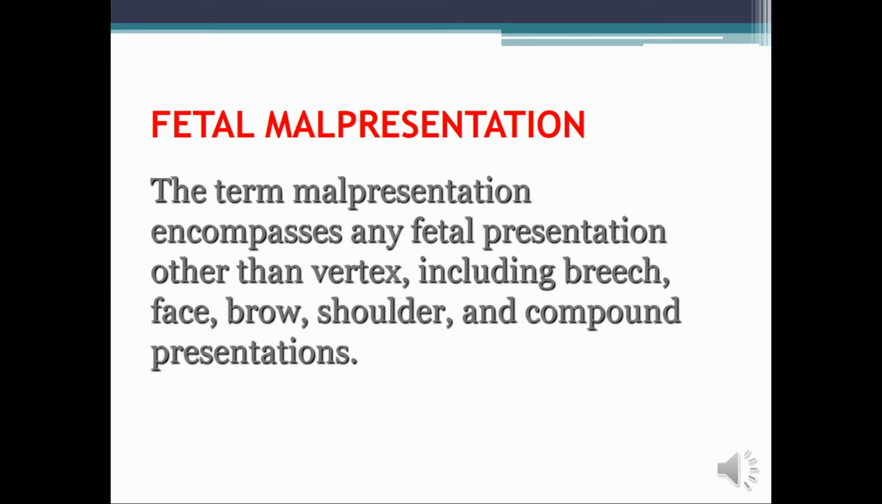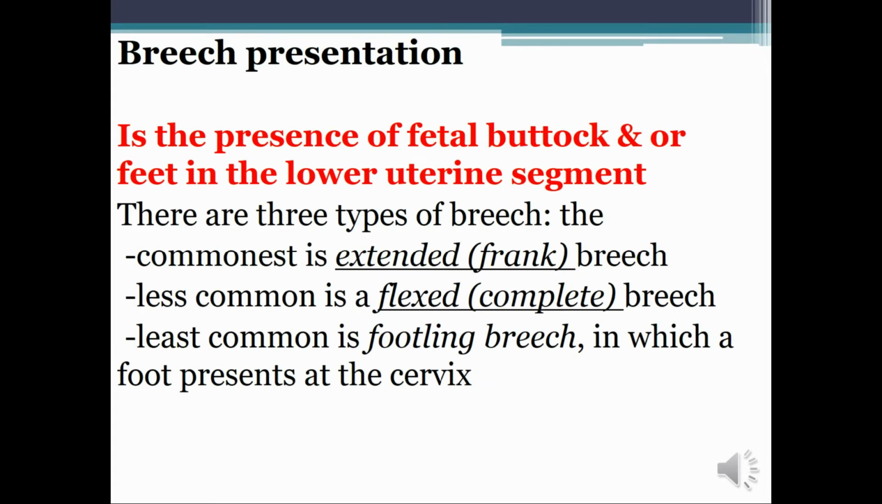The term malpresentation encompasses any fetal presentation other than vertex, including breech, face, brow, shoulder, and compound presentations. Breech presentation is the presence of fetal buttock and/or feet in the lower uterine segment.